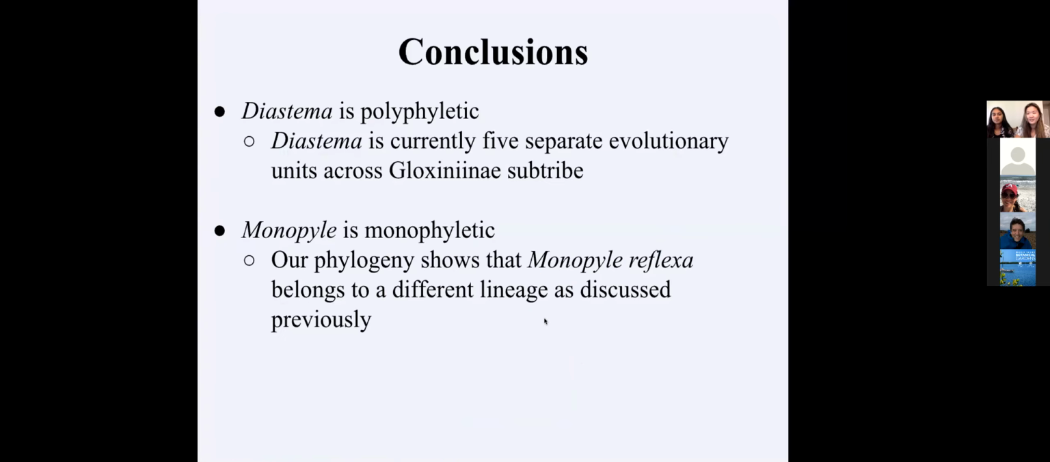To summarize, the conclusions we have drawn from this study is that Diastema is polyphyletic and is currently separated into 5 evolutionary units across the Gloxinianae subtribe. In addition, monophyly is monophyletic, and our phylogeny shows that monophyly reflexa belongs to a different lineage.